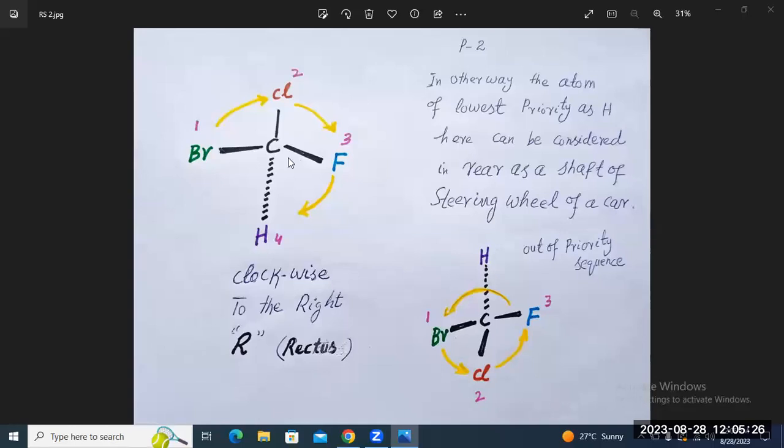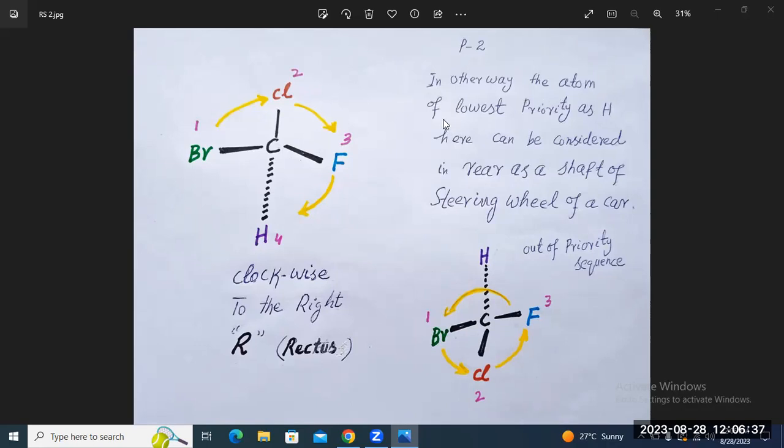Here you can see the same example: carbon having the 4 different atoms. Bromine is at number 1, chlorine at number 2, fluorine at number 3, and hydrogen at 4. So we will rotate from bromine to chlorine, chlorine to fluorine, and then fluorine to hydrogen. So this rotation is clockwise rotation. You can see here, start from here and go here and then here. This is the clockwise rotation, meaning the rotation is toward the right side, and it has been taken from the Latin word rectus. So we call this configuration on the basis of the sequence rule as R.